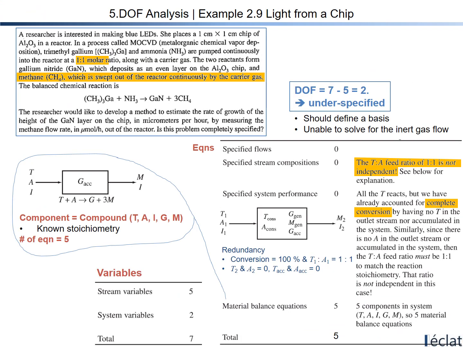Here is the second example for degree of freedom analysis. Example 2.9, light from a chip.